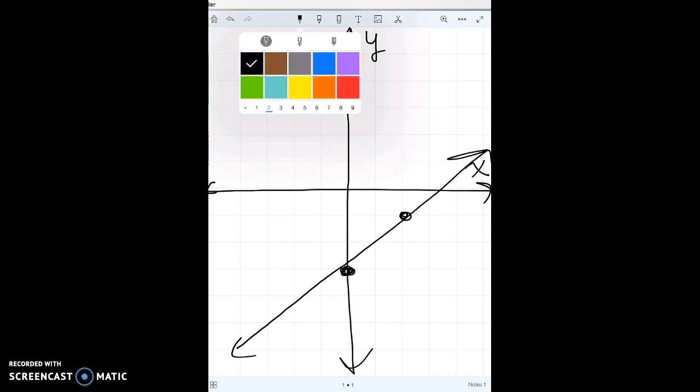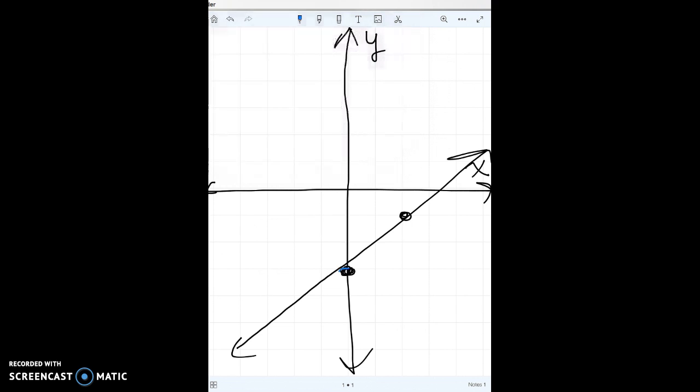I can tell you the y-intercept, it's right here, because this is where the graph crosses the y-axis, and that is at the point, start off at the origin, go down, so 1, 2, 3, so that's at the point 0, -3, and that is the y-intercept.